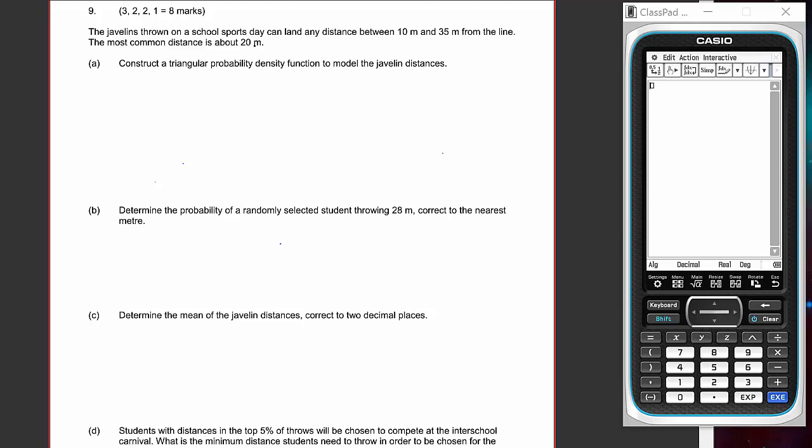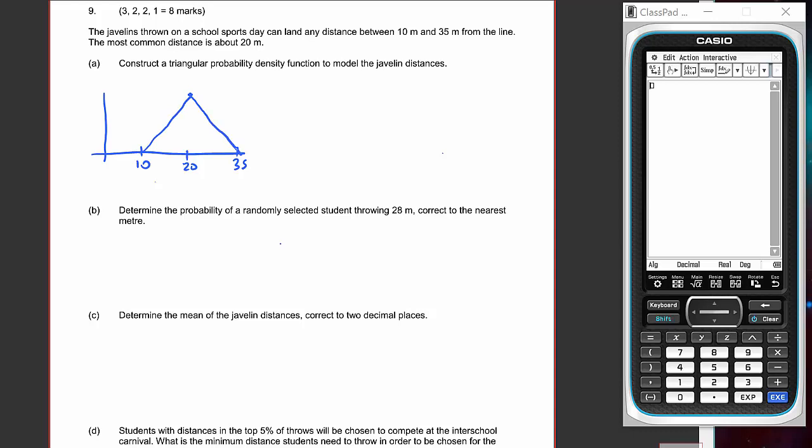Javelins thrown on school sports day can land any distance between 10 meters and 35 meters from the line. The most common distance is about 20 meters. Construct a triangular probability density function to model the javelin distances. Okay, so let's have a sketch to begin with. So 10, 35, most common is about 20, triangular distribution.